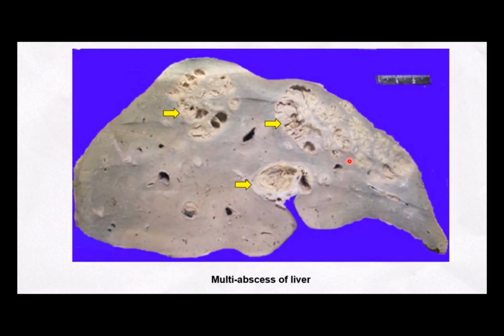The specimen is multi-abscess of liver. On the cut surface of the liver, we can find several well-sized and irregular cysts resulting from liquefactive necrosis of the liver. Some cysts contain solid or fluffy gray-white pus after fixation. Some cysts are empty because the pus is lost.